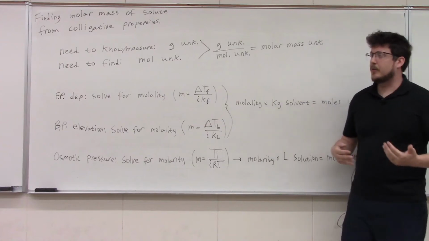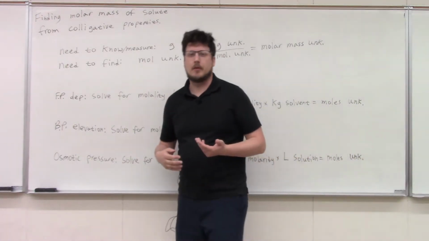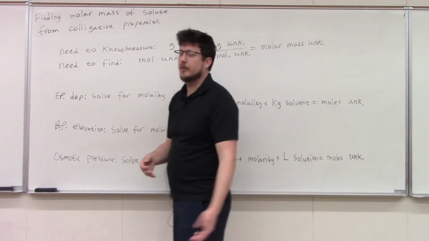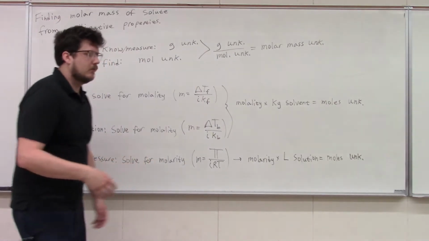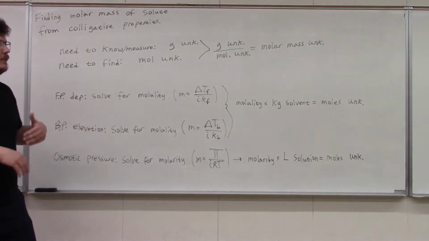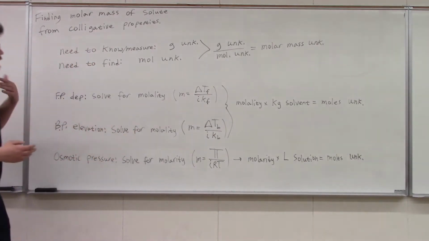So the last topic we're going to cover here in chapter 11 is how to use these colligative properties to find the molar mass of an unknown solute. Again, we'll have a lab where we do this with freezing point, kind of, and so we'll work off of that. But this will help you with the lab and with homework problems in general. And so there's two things you need for a molar mass.